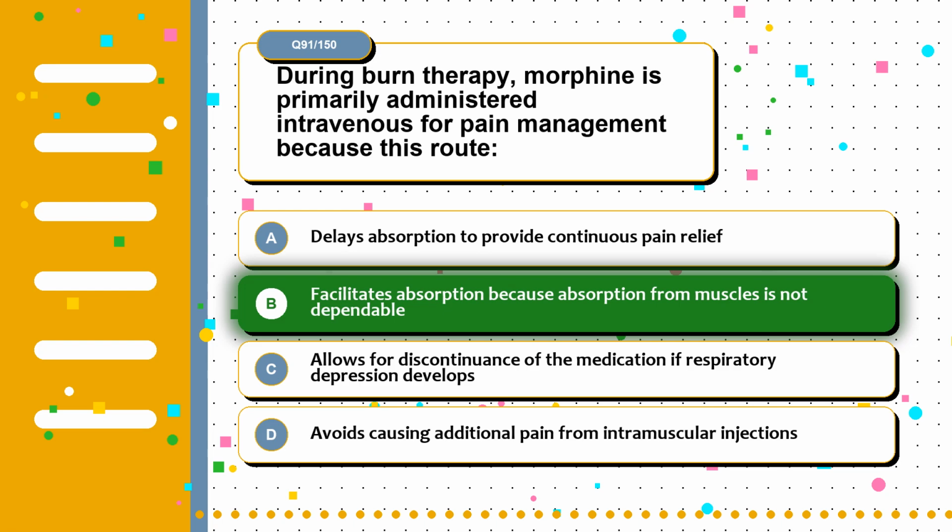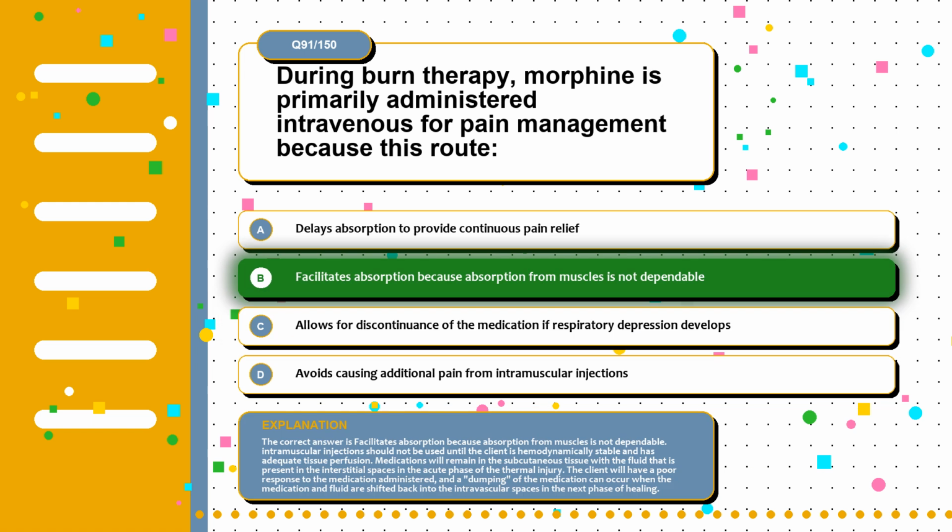The correct answer is option B, facilitates absorption, because absorption from muscles is not dependable. Intramuscular injections should not be used until the client is hemodynamically stable and has adequate tissue perfusion.